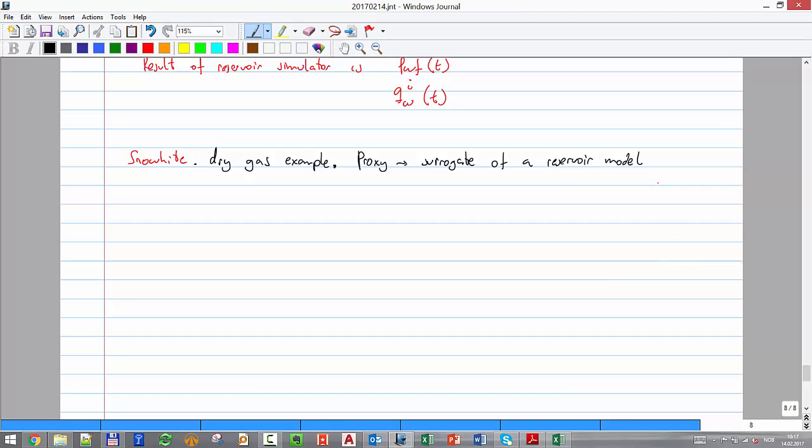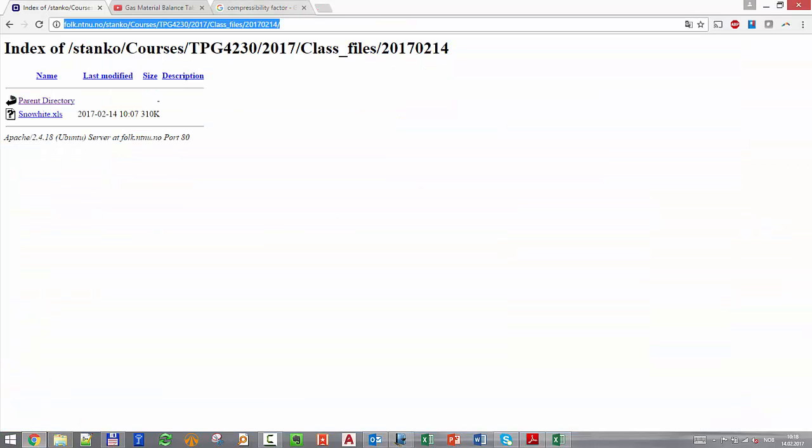Yes, so we are going to work on the Snow White field.